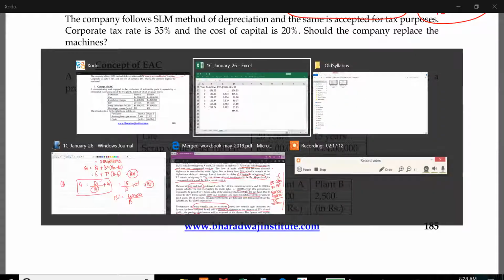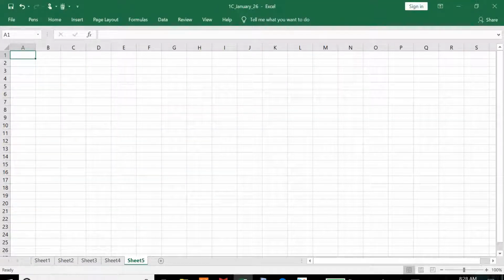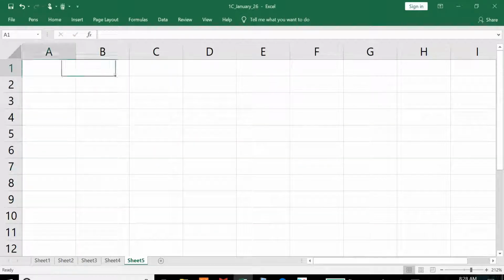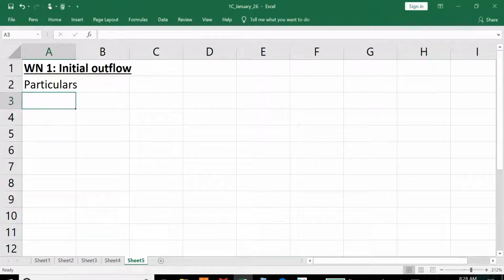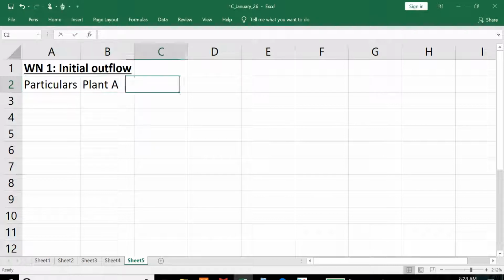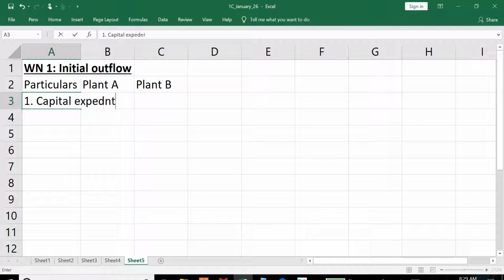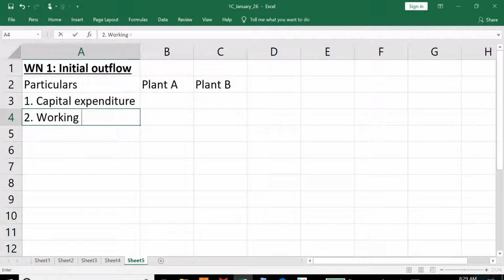Let us start. Working note 1, initial outflow. Particulars, plant A and plant B. Capital expenditure, working capital.